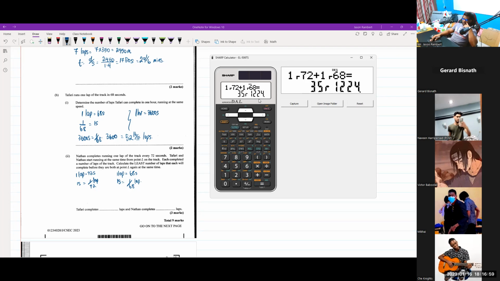Now, I want to make an assumption here, right? How will I do this question? Put both of the numbers in two different lanes, and I find the LCM. Then I divide it by the number of seconds, and I find the laps for each of them. You get the LCM to be 1224. So my assumption would be like Tafari completes how many laps Nathan does make? 72. And Nathan does complete 68.